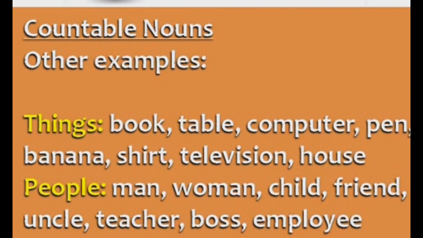Other examples of countable nouns are things like book, table, computer, pen, banana, shirt, television, and house. People are also countable: man, woman, child, friend, uncle, teacher, boss, and employee.